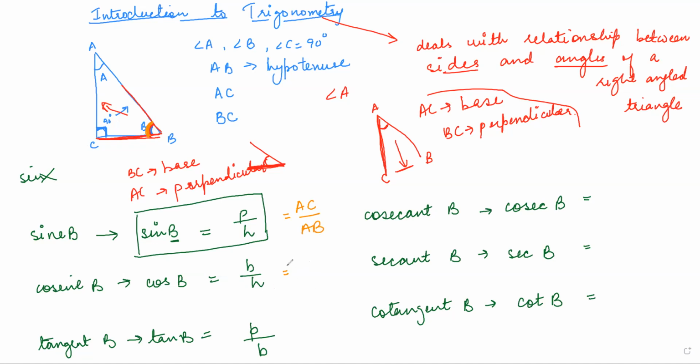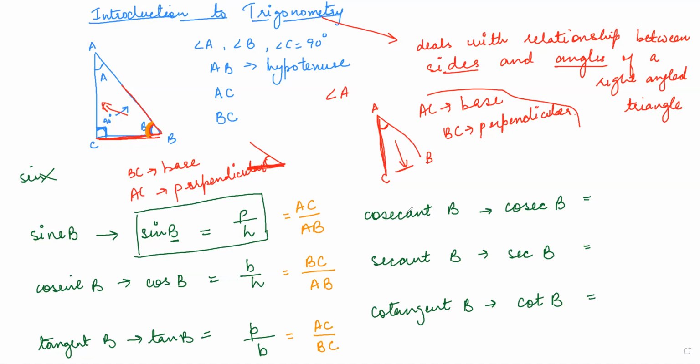Base is BC, so perpendicular is AC, and hypotenuse is the longest side, which is AB. Now cos, so I have to take base. So base will be BC, right? Because it is one of the legs of the angle B. And hypotenuse is the same, which is AB. Similarly, tan B is perpendicular, AC, by base, BC, right?